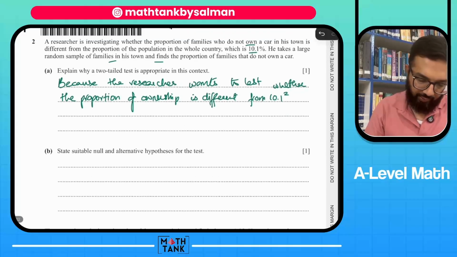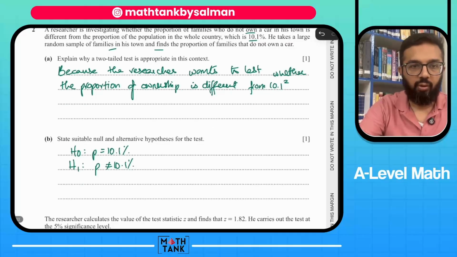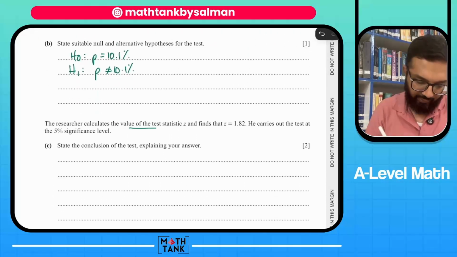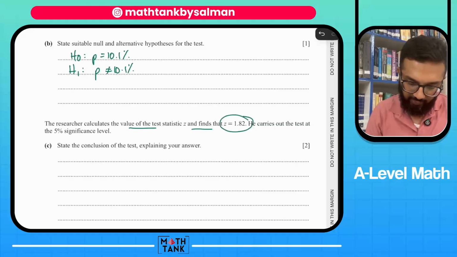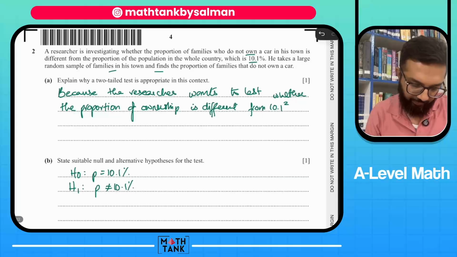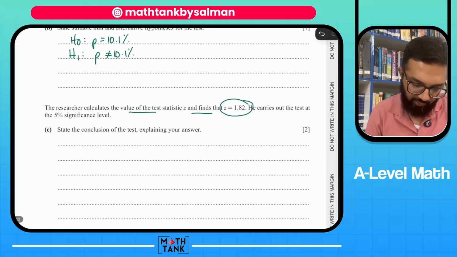State a suitable null and alternative hypothesis for the test. So H naught: P equals 10.1%, H1: P is not equal to 10.1%. Then the researcher calculates the value of his test statistic and finds that Z equals 1.82. He carries out the test at the 5% significance level. He's taken a large random sample, which means that he should be using a normal distribution.